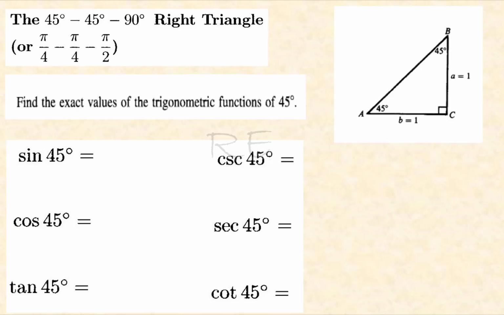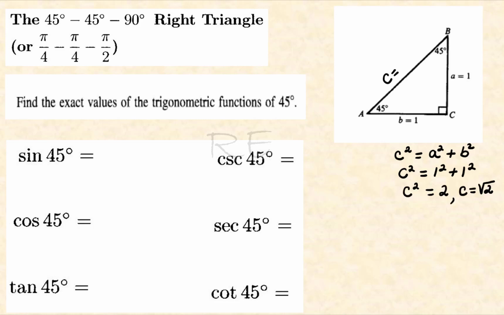Special right triangle, the isosceles right triangle, 45, 45, and 90. We're going to look for the hypotenuse so we can get the ratio of the sides. C squared is equal to A squared plus B squared. So C squared is equal to 2 and C equals square root of 2.